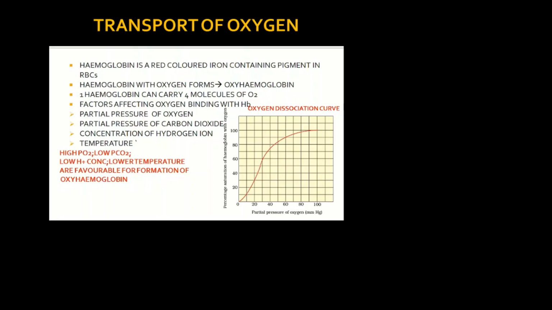So the partial pressure of oxygen, the partial pressure of carbon dioxide. If the partial pressure of carbon dioxide is less and partial pressure of oxygen is more, and the concentration of hydrogen ions is less, also the temperature is less, these are the favorable conditions for oxyhemoglobin. So you just have to remember the partial pressure of oxygen is high, all the rest are low. Less PCO2, less concentration of hydrogen ions, and lower temperature.